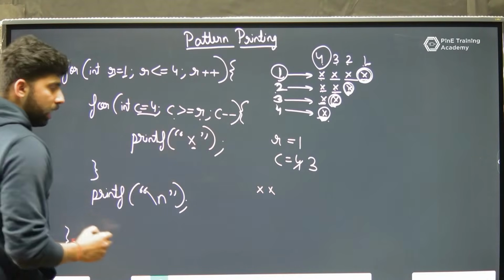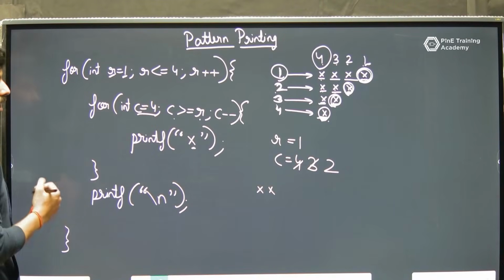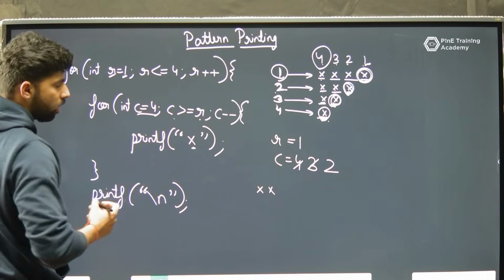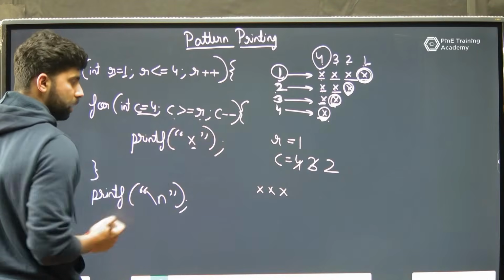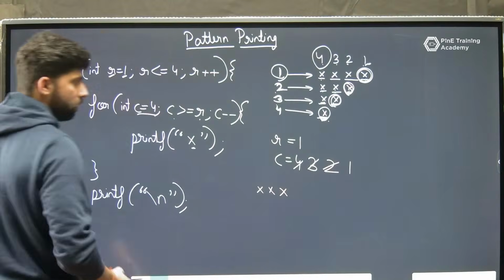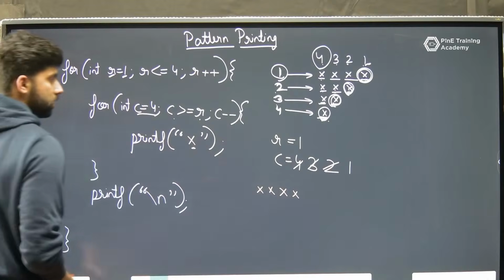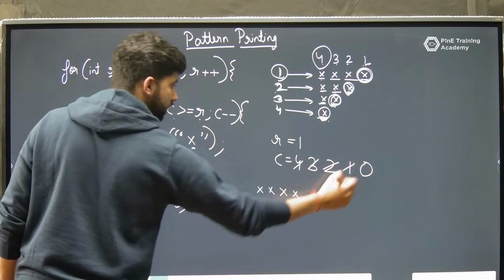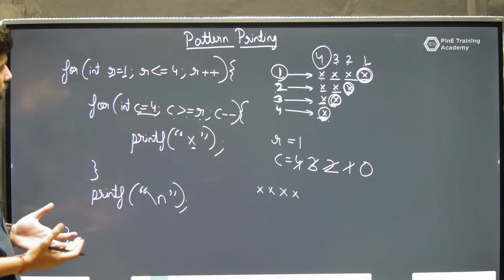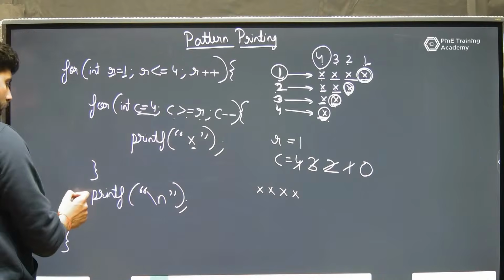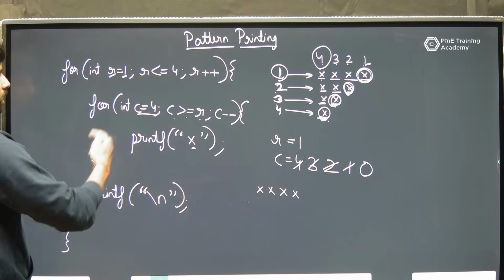We will again do C minus minus, 2. We will again check the condition, whether the condition is true or not. It is true, so we will print x. We will again do c minus minus, 1. 1 is greater than equal to 1. It is still true. We'll print x. Again do c minus minus, 0. We will again check the condition. Is 0 greater than equal to 1? No, it is not true. So we will come out of this loop and we will go to next line. That means here. Now when this complete part is done, we will do r plus plus.